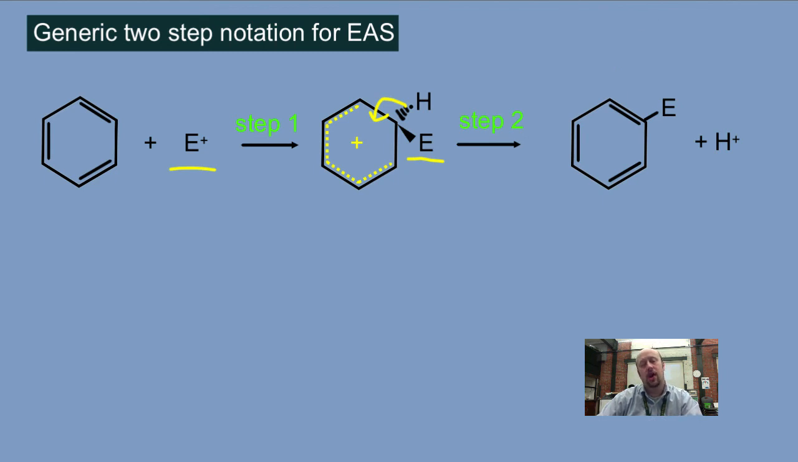In our next video, we're going to show some more examples of ways that EAS gets used, more reactions where we're going to actually substitute stuff onto an aromatic ring.